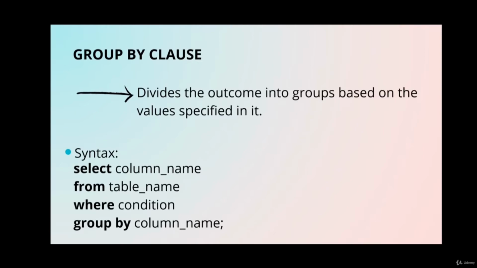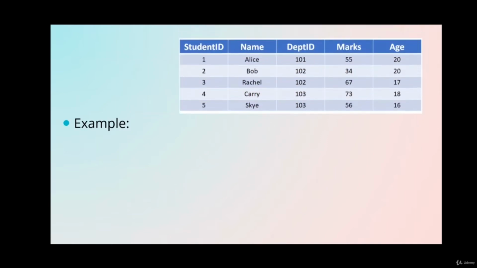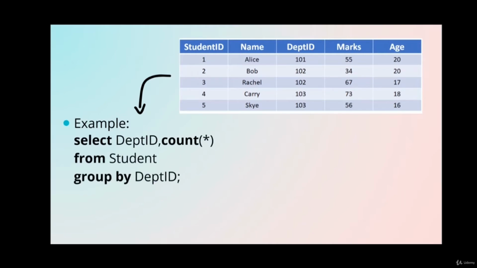Let's understand this with the help of an example. For example, if we want to display all the department IDs along with the number of students belonging to that particular department, means if we want to find out how many students belong to each department, in that case, we will make use of group by clause. Using group by clause, we are making groups of every department so that after making groups, we can count the number of students belonging to every department.